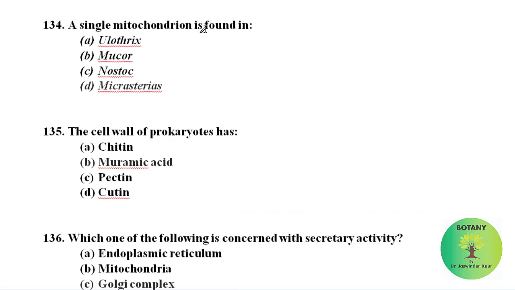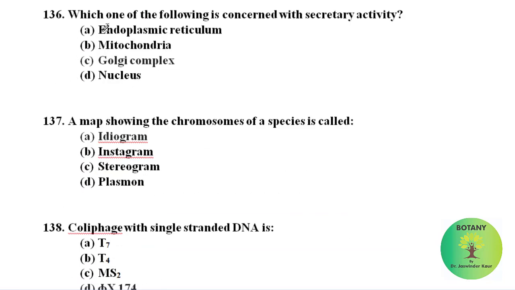A single mitochondrion is found in? In Micrasterias, a single mitochondrion is found. The cell wall of prokaryotes has? In the cell wall of prokaryotes, muramic acid is present. Which one of the following is concerned with secretory activities? Here, the Golgi complex is concerned with the secretory activities of the cell.